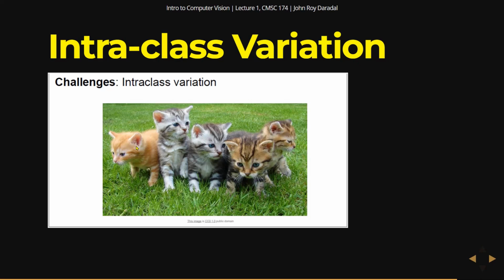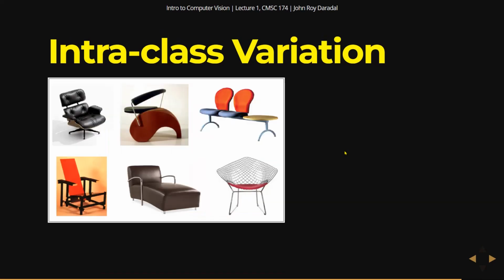So this one is orange, this one is brown and white, also brown and white, and then this one is brown and I think orange, I'm not sure. Then this one is also quite similar, but you can see that even if they are the same class, so we know that they're kittens, they look different because of their colors. So intra-class variation is not even limited to just colors, even the shape itself.